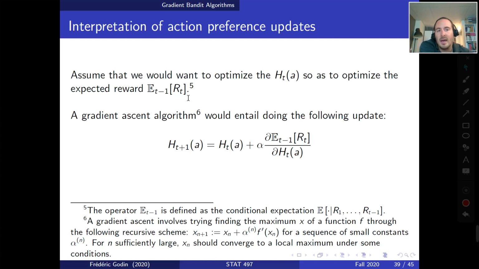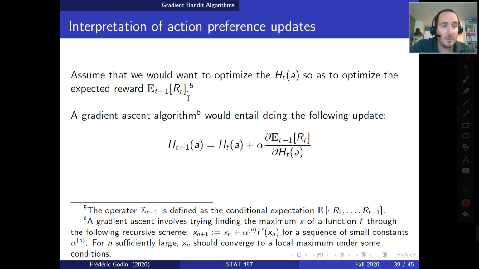Okay, so a very popular approach to optimize a function is called steepest gradient ascent. When you want to maximize a function, you can use steepest gradient ascent.